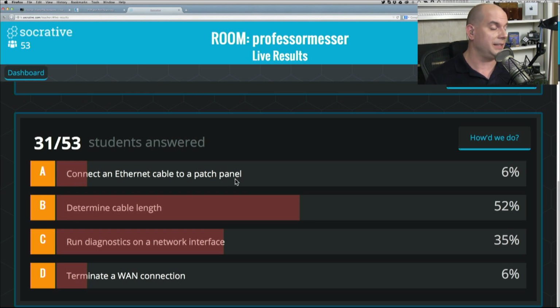And in this particular case, 7% said a TDR is what you use to connect an Ethernet cable to a patch panel. 50% of you said determine cable length. 36% of you said run diagnostics on a network interface. And 9% said terminate a WAN connection.